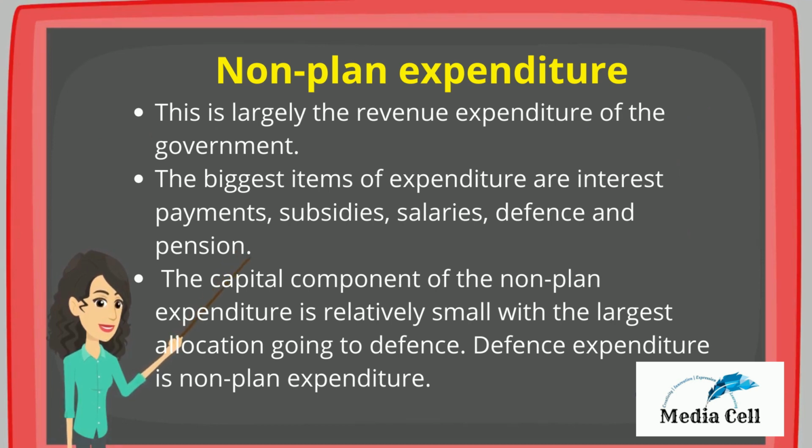The biggest items of the expenditure are interest payments, subsidies, salaries, defense, and pension. The capital component of the non-plan expenditure is relatively small, with the largest allocation going to defense. Defense expenditure is non-plan expenditure.